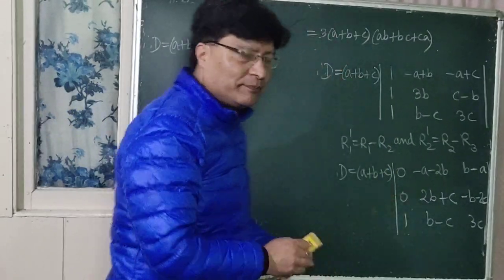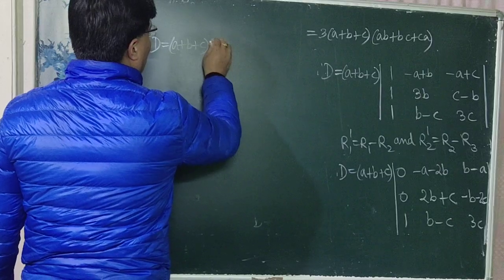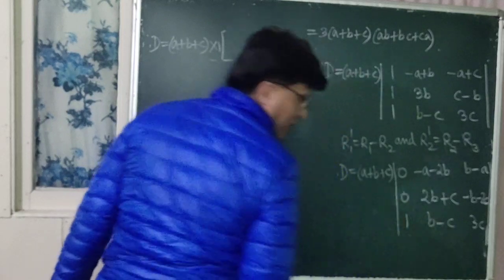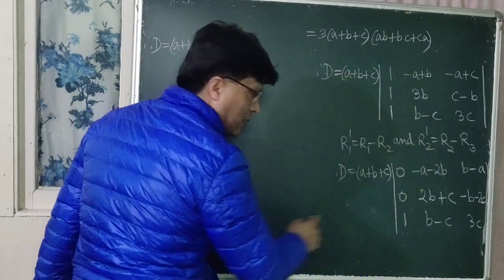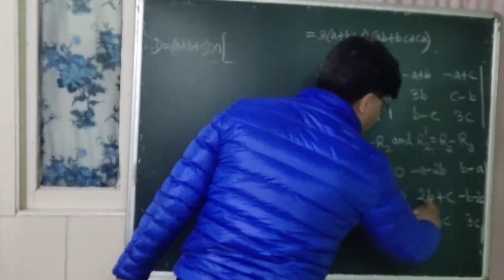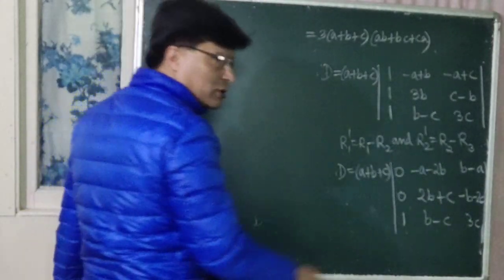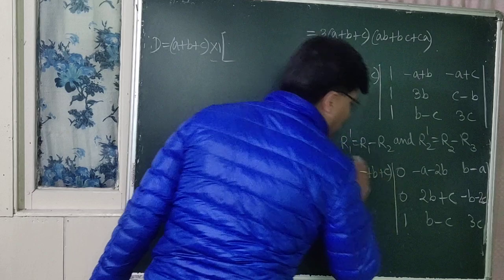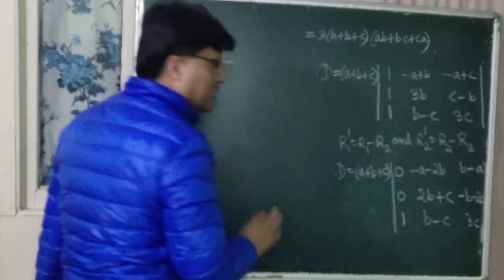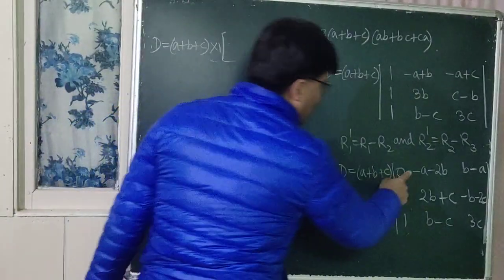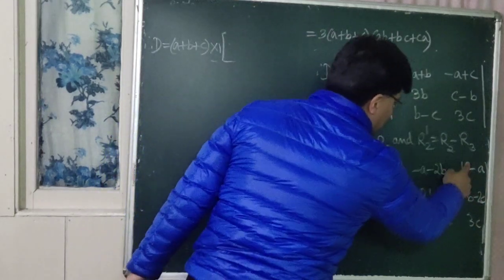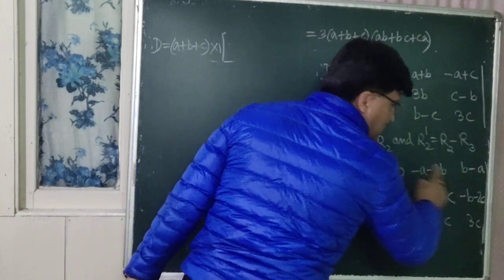So what will you write? Plus 1 into. So within the third bracket, now we are considering this one. If we consider this one, delete the row and the column through that element. Forget, for the time being, about the row and the column through the element 1. That means the third row and first column, forget for the time being. What remains is minus A minus 2B, B minus A, 2B plus C, minus B minus 2C. Now this is the second order determinant. You can expand it, isn't it?